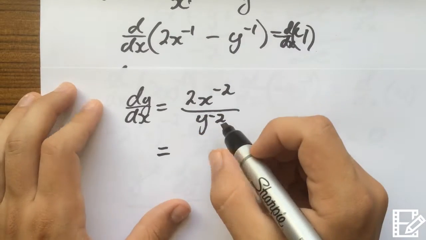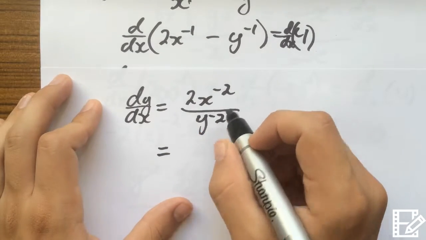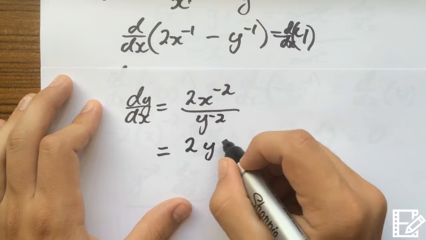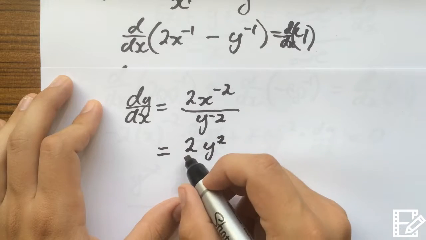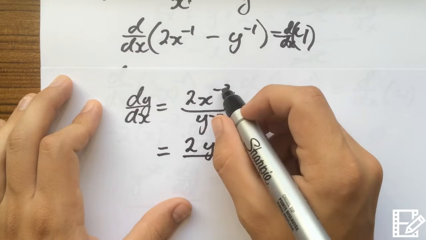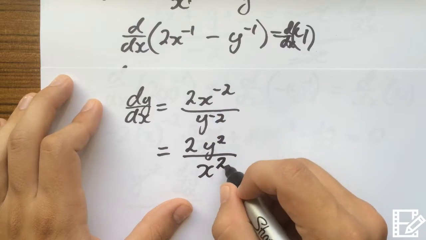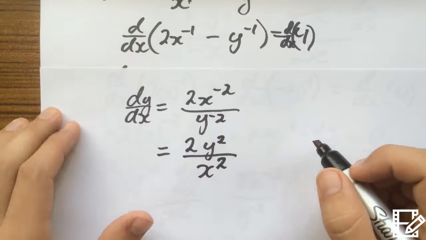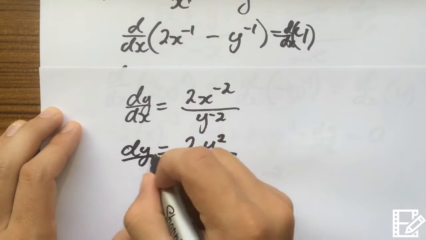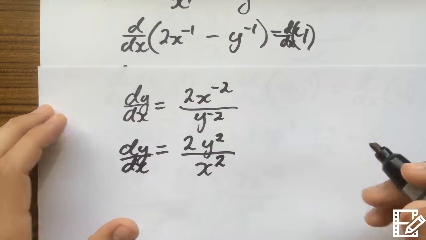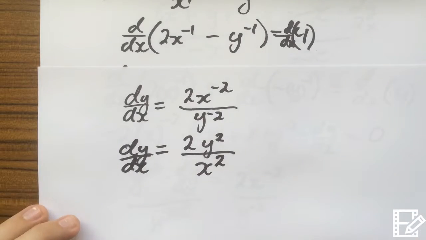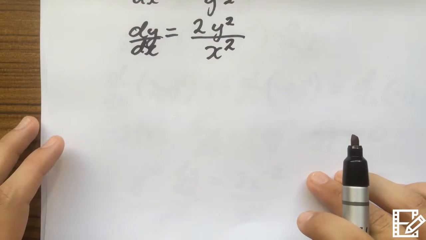Okay? So we're going to bring this y to the top. So we'll have 2y to the positive 2 over, and we're going to bring this x to the negative 2 down to the bottom to make it positive. So we're going to have x to the power of 2. And that is your derivative. And that is what you use to find the slope on whatever this graph looks like at 2 points.